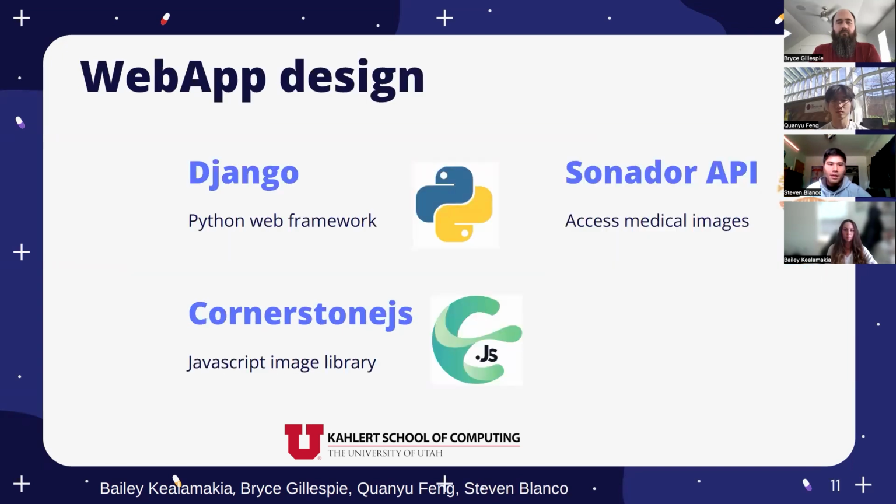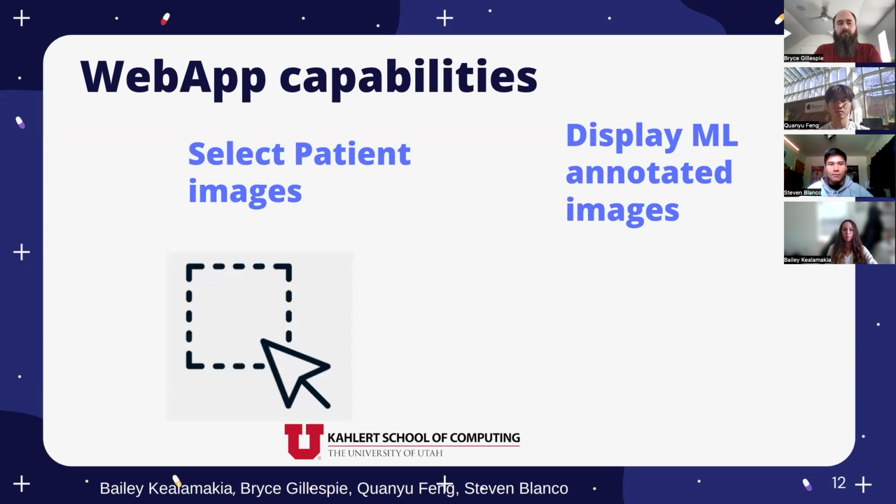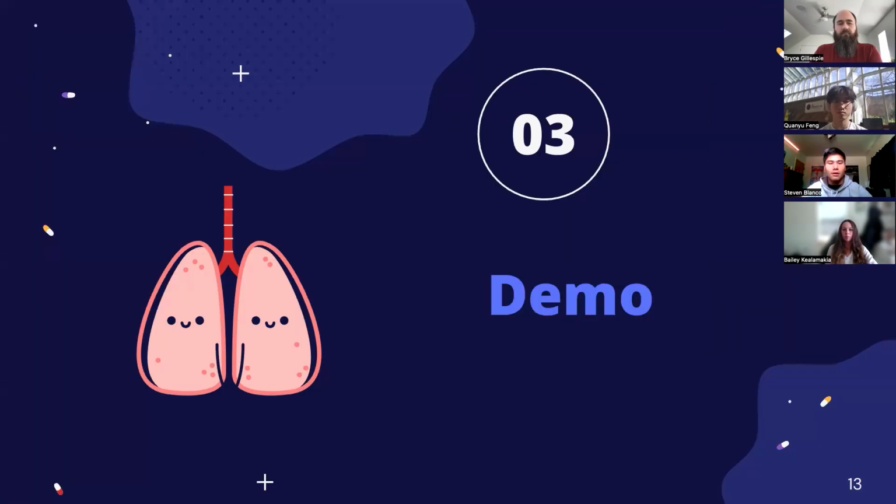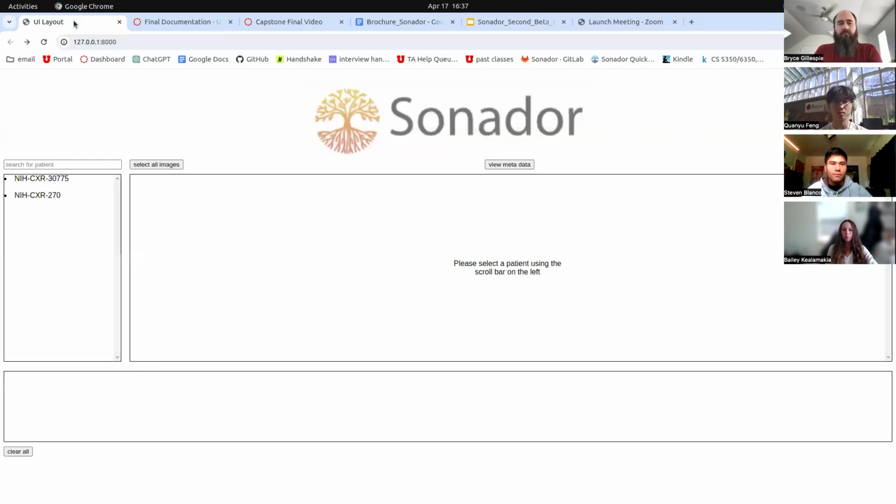So our web app design is we're using Django for our web framework, Cornerstone to display images that are annotated by the model, and we're using the Sonador API to access our web images. And we have a pretty simple web app. You just select a patient's image, and then you just send it over to the model, and it will display the annotated images. Here is the demo.